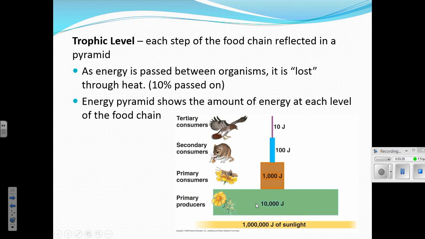So the plants are going to get 10,000 joules. When the herbivore eats that plant, it's only going to get 10% of that energy because the plant had to use the other 90% to function, to grow, to build more cells and tissues. And every time you go up to the next level, you're going to lose another 10% of energy. So if you look at the tertiary consumers, they have to eat a lot more food to get the same amount of energy as something at the bottom of the food chain.